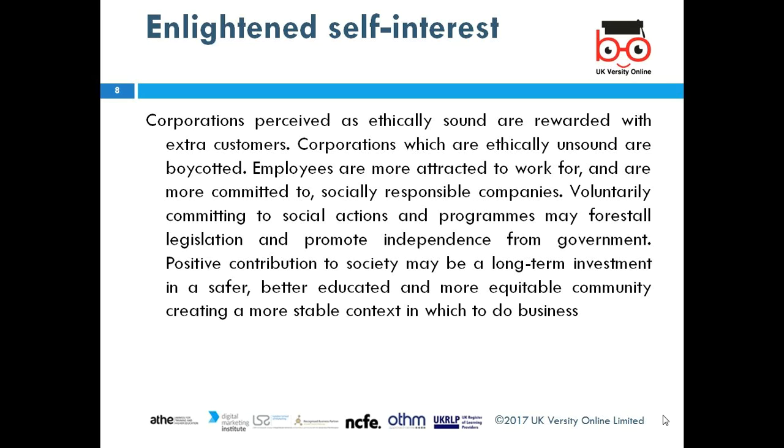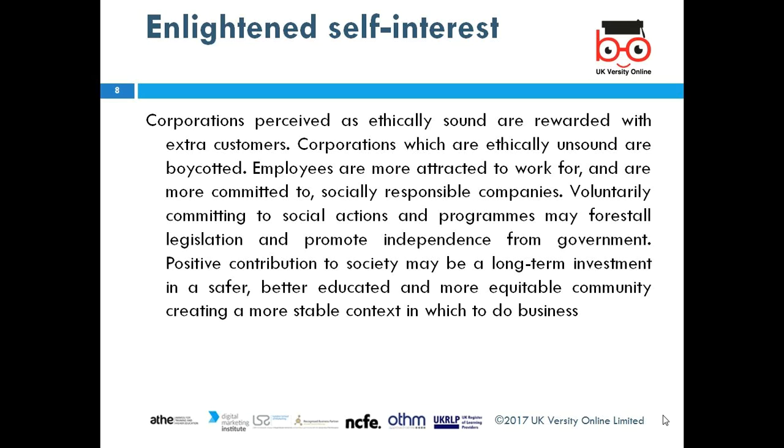So corporations perceived as ethically sound are rewarded with extra customers. Corporations which are ethically unsound are boycotted. So we can look around. Employees are more attracted to work for, and more committed to, socially responsible companies. So volunteer commitment to social action programs may forestall legislation and promote independence from government.